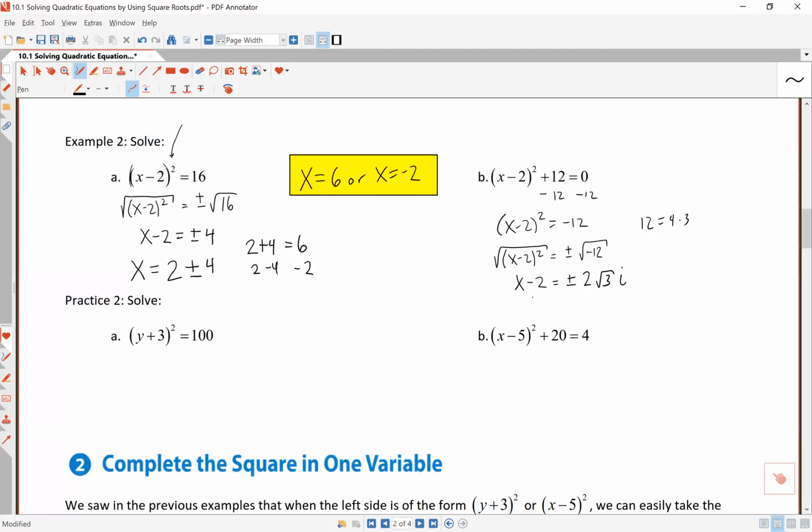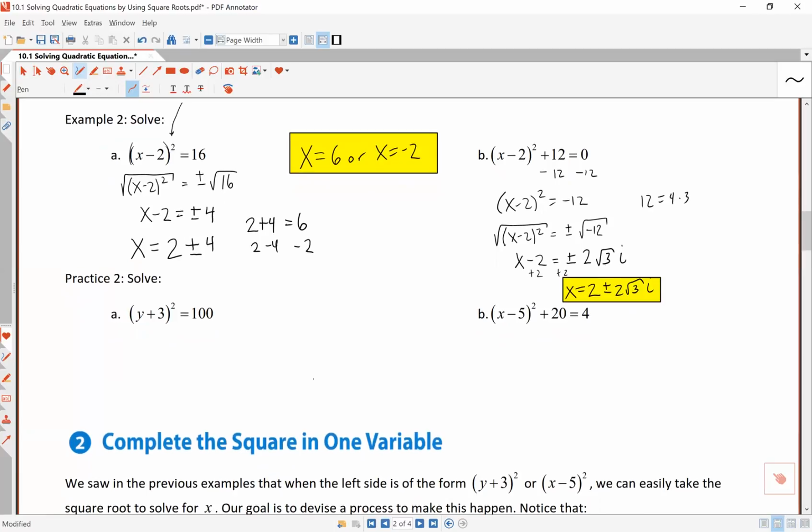Now when we add 2 to both sides, we have 2 plus or minus 2 root 3i, and we leave it like that because they're not like terms. These are the complex number solutions. And here are 2 practice problems for you to try. I encourage you to press pause on your video and work these out, and come back when you're ready to see the solution.